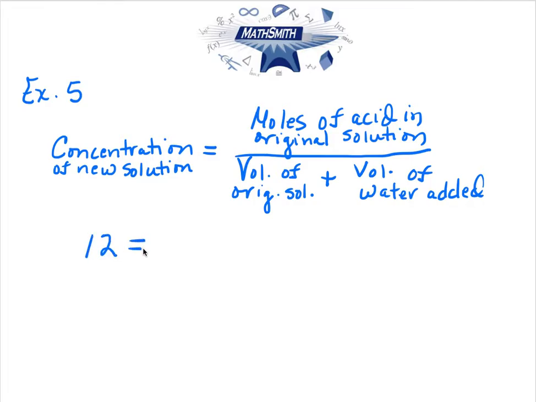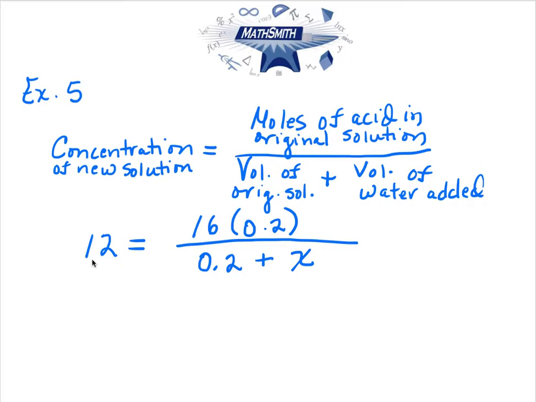So 12 equals, and then the moles of acid in the original. They told us that we've got 16 moles per liter for 0.2 liters, so we're going to multiply that. And then the volume of the original solution is 0.2, and we're going to add some amount of water, x, to this. Once we put this x in here, we want this whole equation to come out to equal 12.